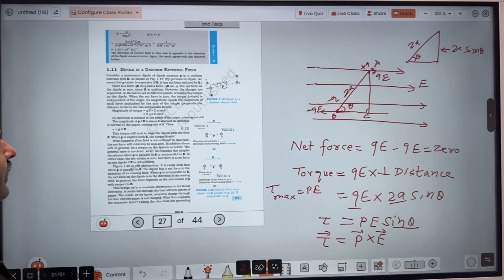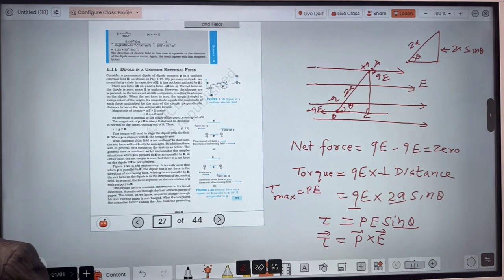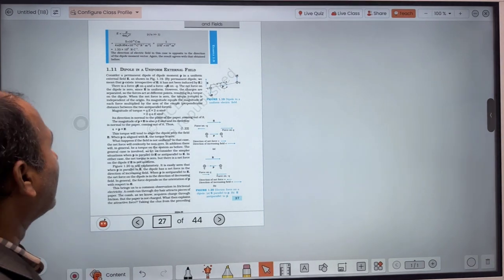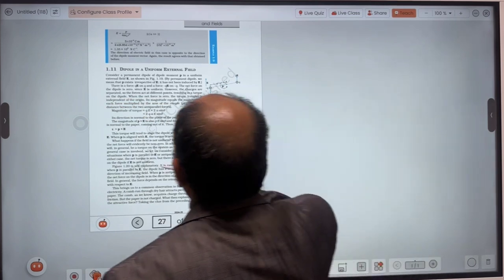Now, if field is non-uniform, then what will happen? In that case, net force will not be 0, and also there will be some torque.